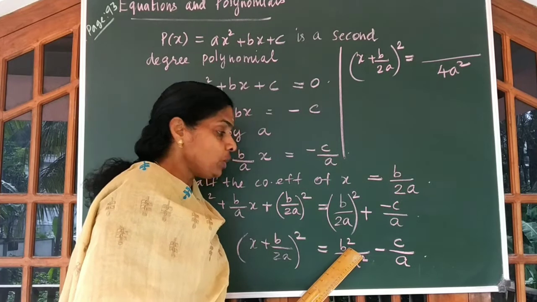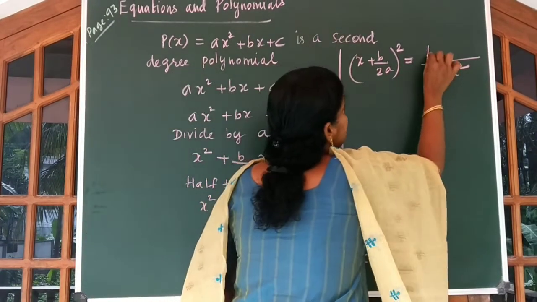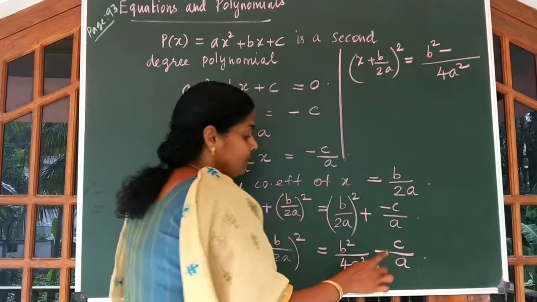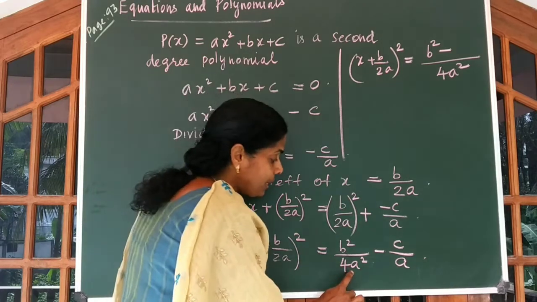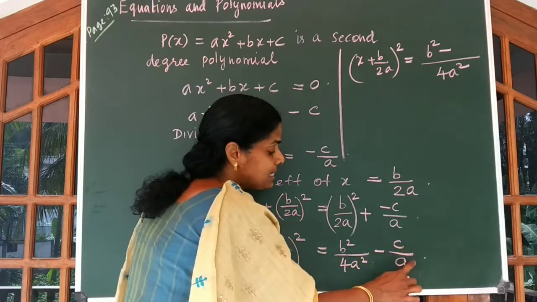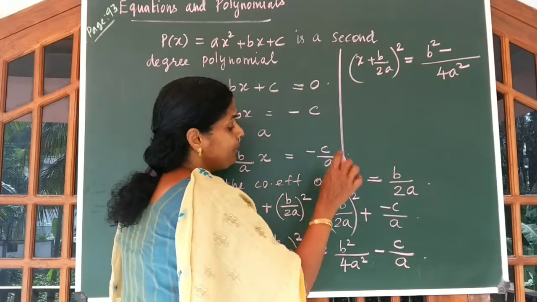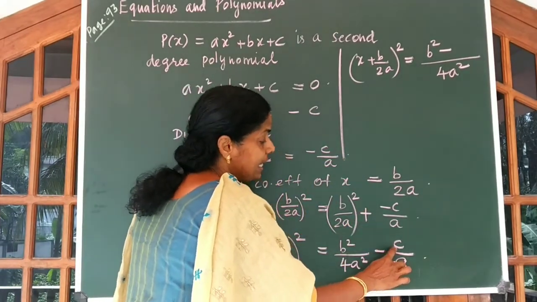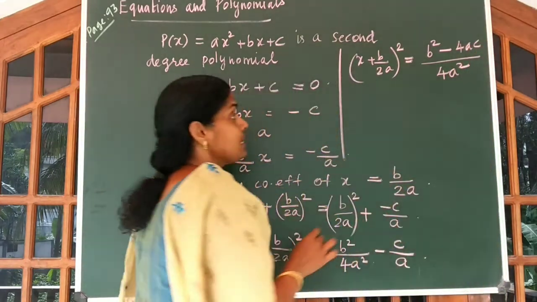Then here you will get b square. There is no change for b square. But here you have only a. To get 4a square, numerator and denominator are multiplied by 4a. So what do you get? You get c into 4a, which gives you 4ac.